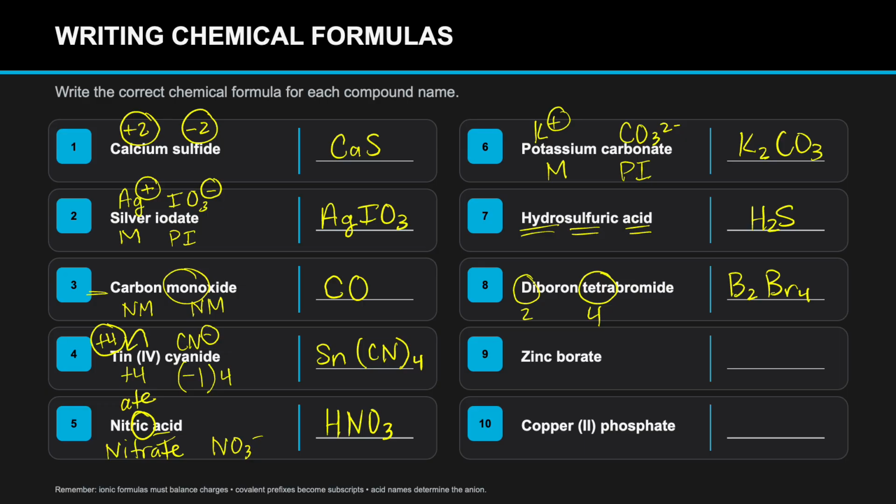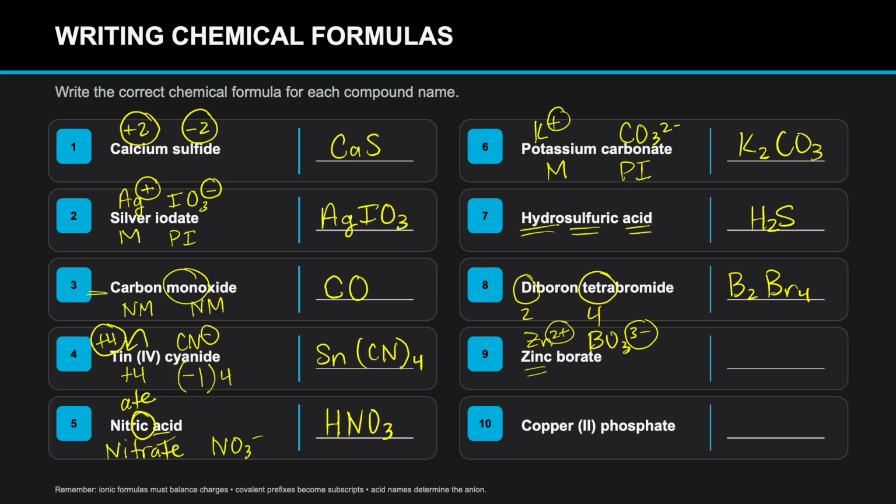So zinc is another one of those metals that only has one charge. It's one that you do have to memorize. So zinc has a positive 2 charge always if it becomes an ion. You don't have to memorize it right now, but you will in the future. And then borate is BO3, 3 minus.